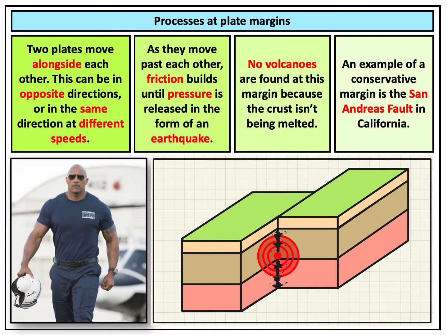And you might be wondering why there is a picture of the rock on this slide. An example of a conservative margin is the San Andreas Fault in California. So I always remember this as the San Andreas film with the rock.